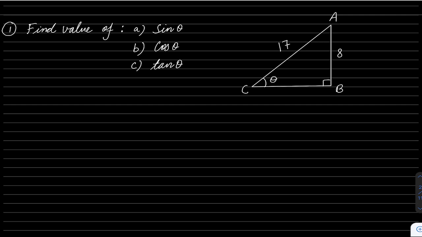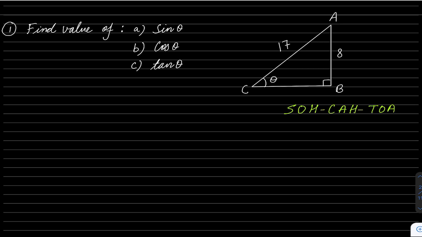So first thing that I do whenever I am solving a trigonometry question is, I write SOHCAHTOA. Whenever it's sine, cosine, and tan, I always write SOHCAHTOA. It helps me to find the values.